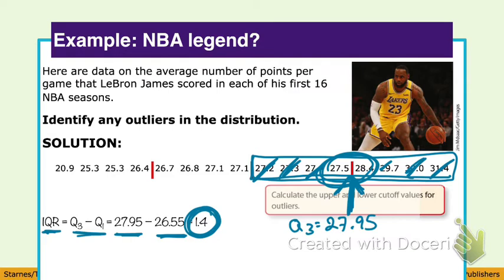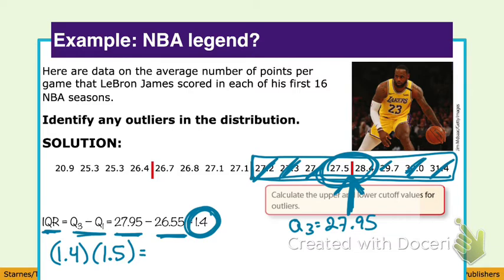So I'm going to multiply 1.4 times 1.5. This is doing the 1.5 IQR. So this is 1.5 IQR. So 1.4 times 1.5. So that's what we're going to do.